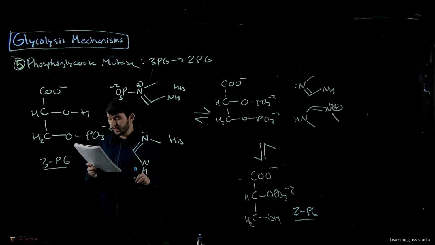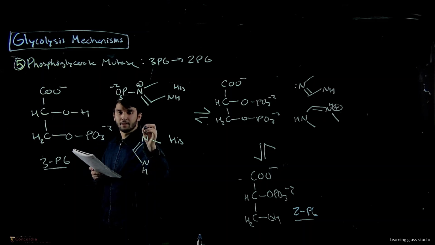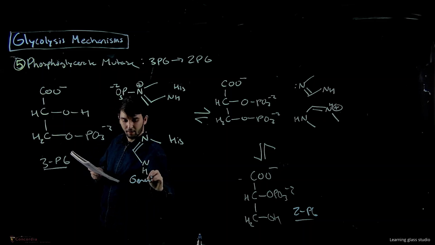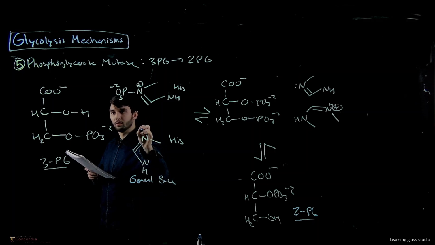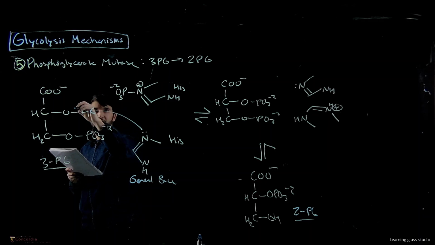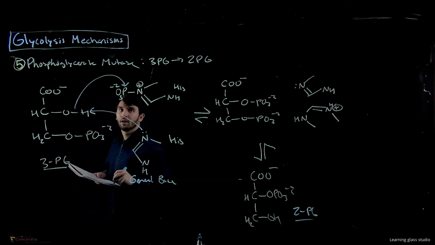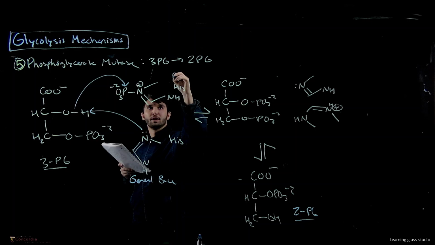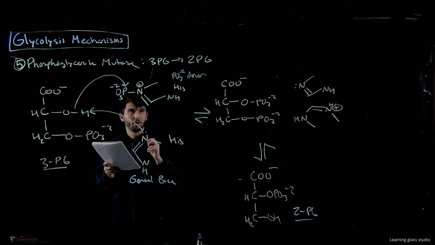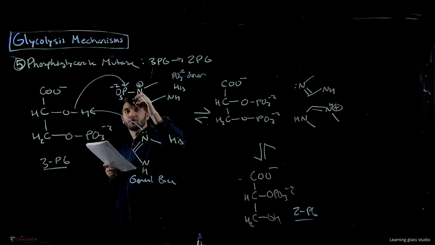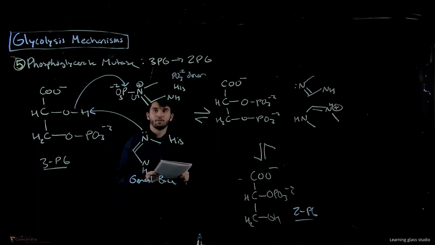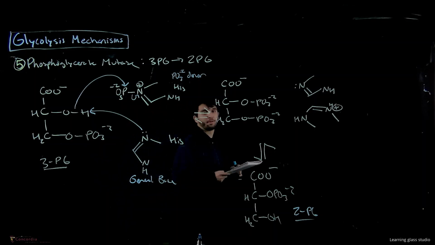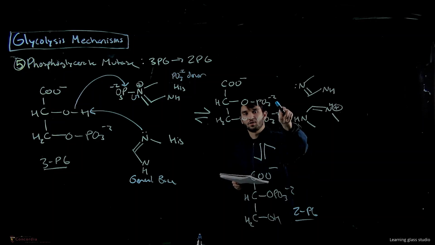Okay, so the first thing that's going to happen is this histidine is going to act as a general base. It's going to pick up this proton, and then the electrons in this bond are actually going to come and steal this phosphorus, this phosphate from the histidine. And this histidine is the PO3 2- donor. Okay, and then the electrons here can go back and go to the nitrogen. Okay, so now what we've done is we've put the phosphate on both carbon 2 and carbon 3.